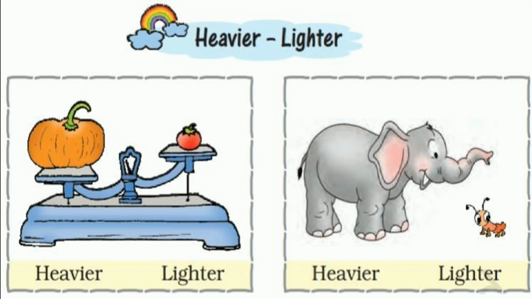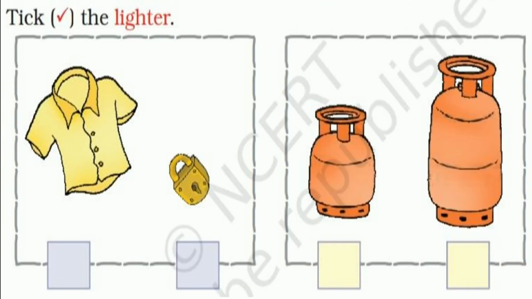Beside that, you can see an elephant and an ant. Between these two, which is heavier, children? Elephant or ant? Yes, elephant is heavier than ant. And an ant is lighter than elephant. Next, tick the lighter. Children, here you can see a shirt and a lock. Which weighs more, children? A shirt or a lock? Shirt is made of cloth and lock is made of metal.